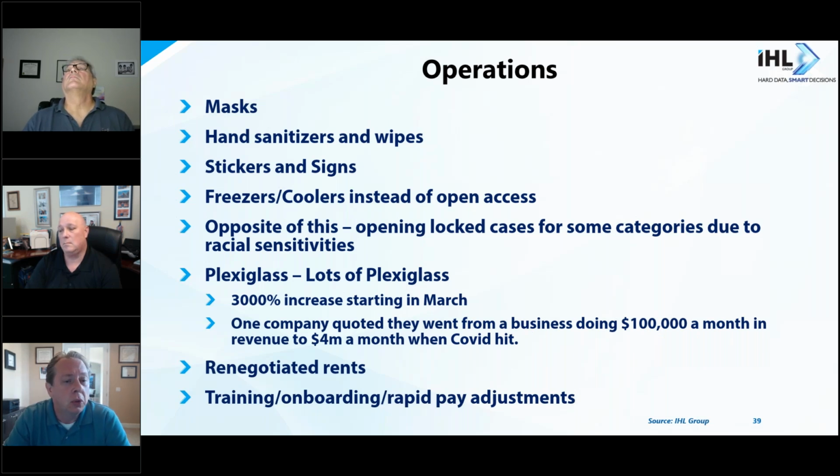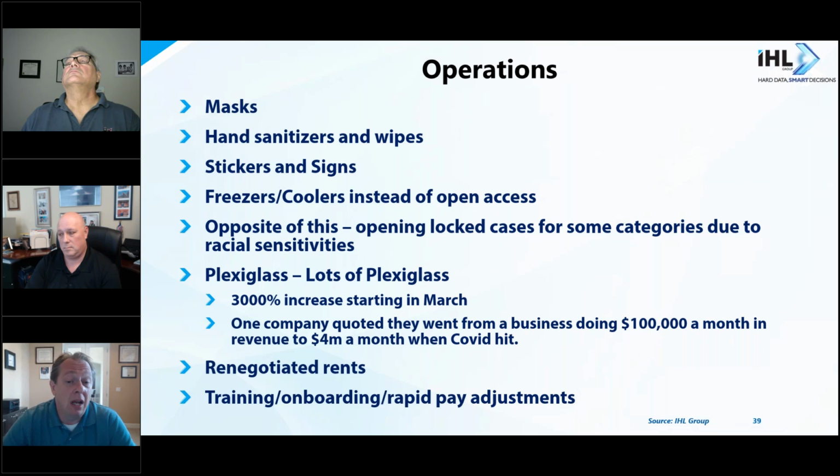Freezers and coolers instead of open access. In many of the grocery stores around here, instead of picking up your eggs from open refrigeration, now it's behind doors. Instead of sticking your hand into a cooler with ice, those things have been removed in convenience stores, and you have to get your soda from behind the glass cooler.